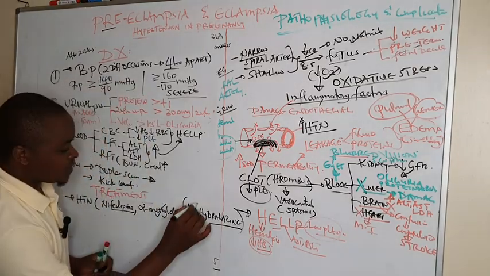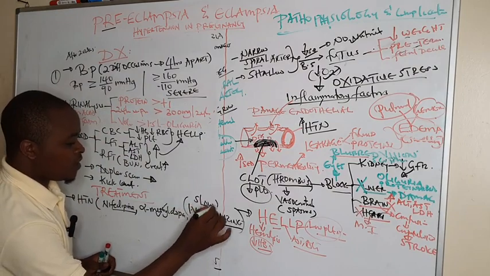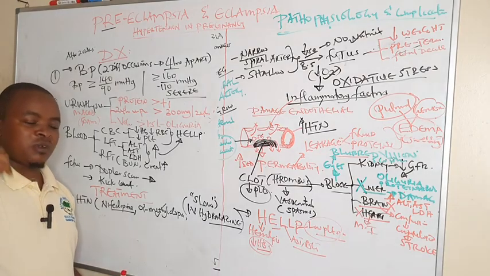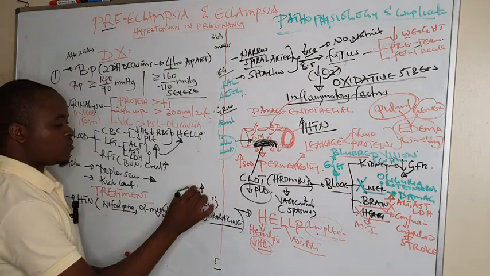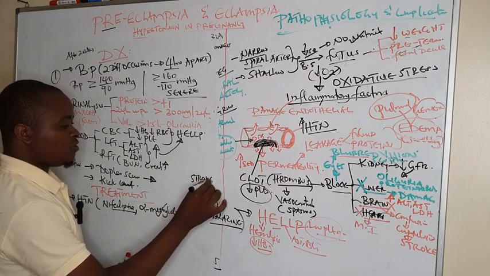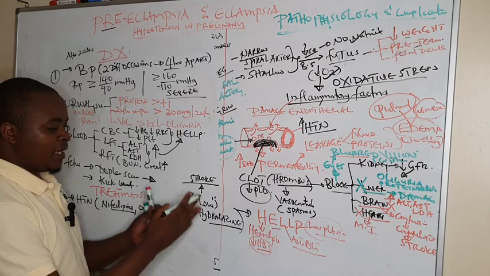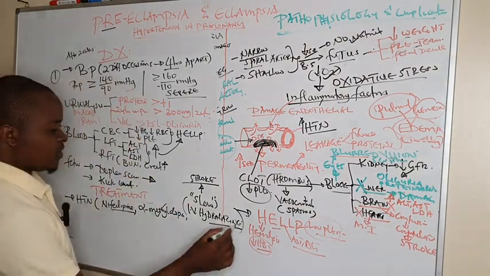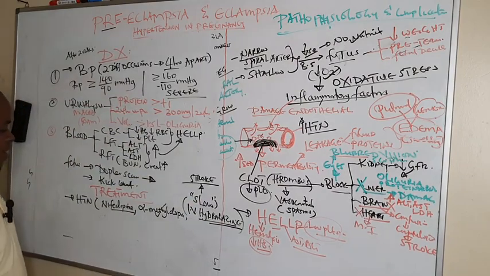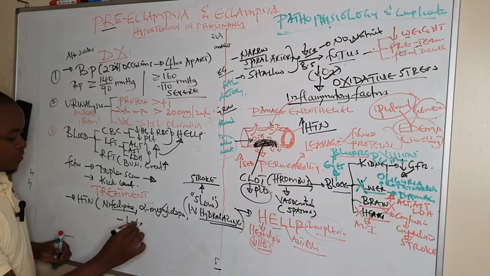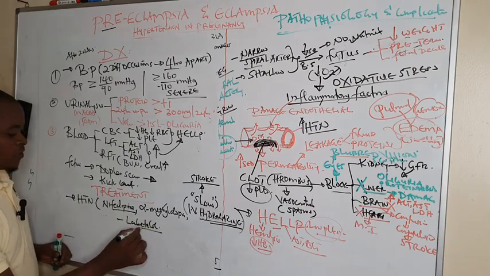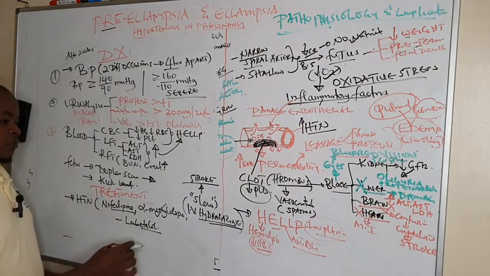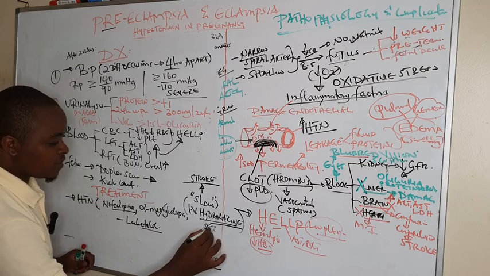But you must give it as a slow release, because it has a tendency of reducing very fast. It can reduce blood pressure very fast, which can result in stroke. So you must be monitoring this pregnant mother as you are reducing the blood pressure drastically with hydralazine. Another drug you can use is labetalol. Labetalol can also be used if not hydralazine, but we have said this one is used in severe cases.